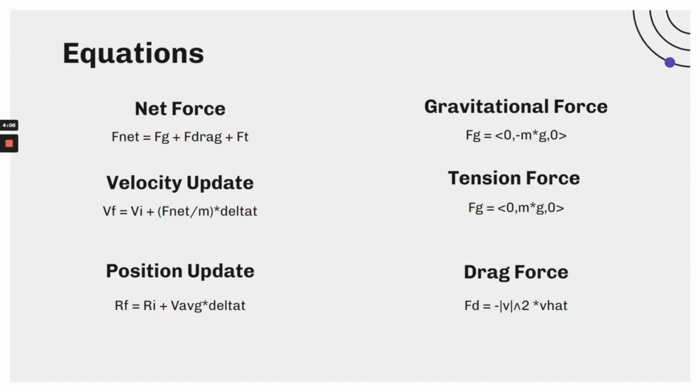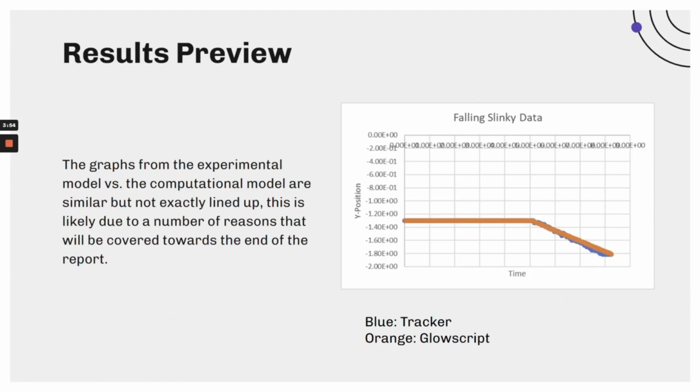Gravitational force will be negative M times G in the y direction. The tension force will be M times G in the y direction, positive this time, and the drag force will be the negative of a constant times the magnitude of velocity squared, in the direction of the velocity.